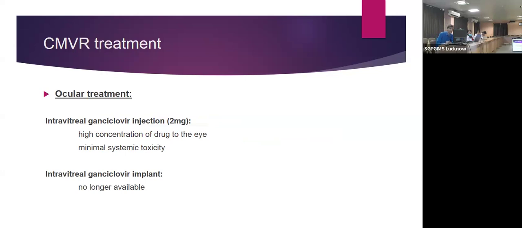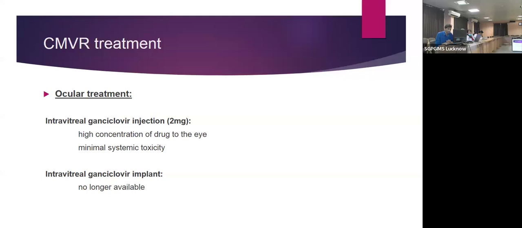Ocular therapy has some benefits. If CMV retinitis is there, along with systemic treatment you have to give intravitreal because of obvious advantages. A high concentration of drug can be reached directly at the target, with minimal systemic toxicity. Even when you cannot give systemic treatment, we can continue with intravitreal, which is very good in many cases, such as myelosuppression. Intravitreal drug does not leak into the systemic circulation, and there is barely any systemic toxicity.